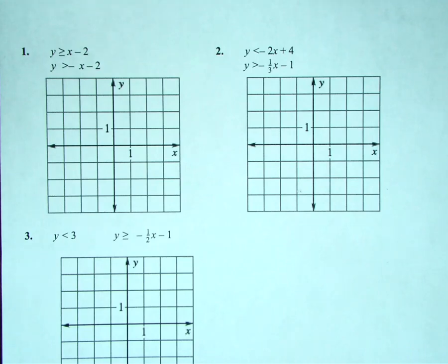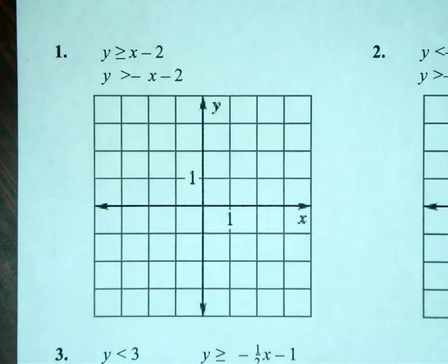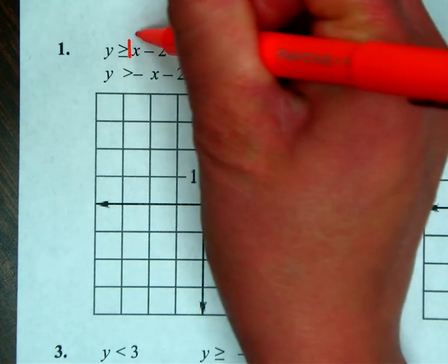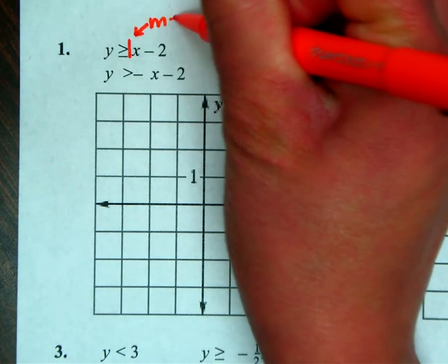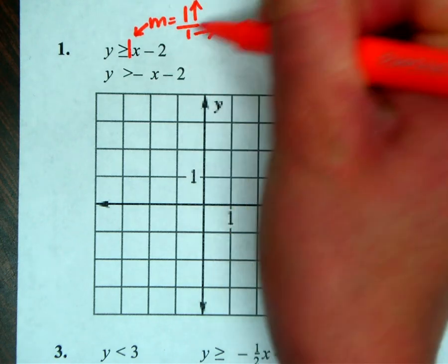Okay, in this video, you're going to practice graphing systems of equations and identifying the solution. So the first equation we're going to graph is y is greater than x minus 2. You graph just like a linear equation. You want to recognize that the 1 is your slope. It tells you you're going to move up 1, right 1.